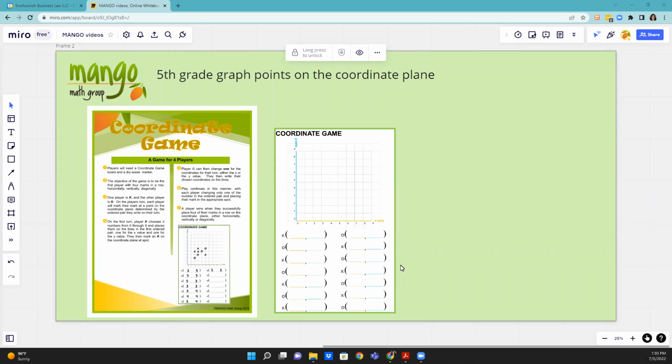Hello, this is Mary with Mango Math, and this game is called the coordinate game, and it is learning to graph points on a coordinate plane.